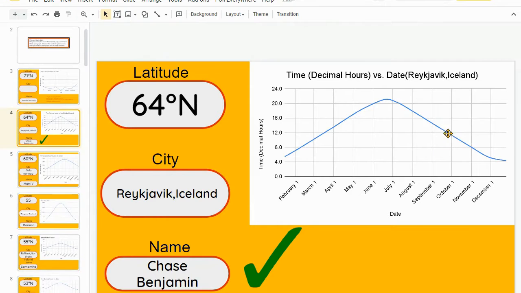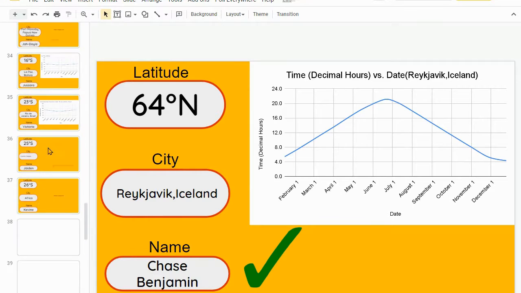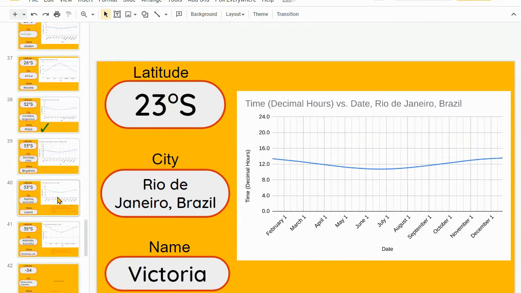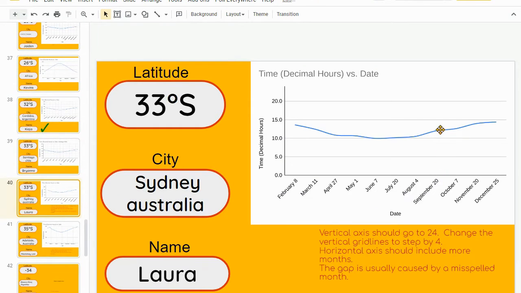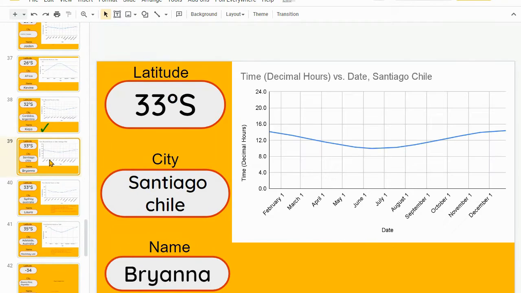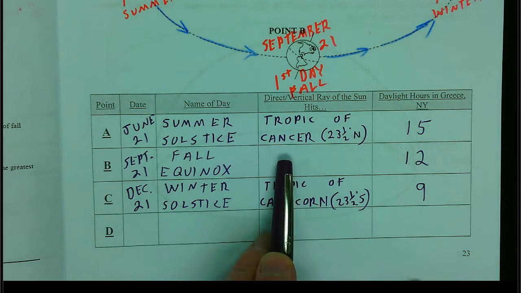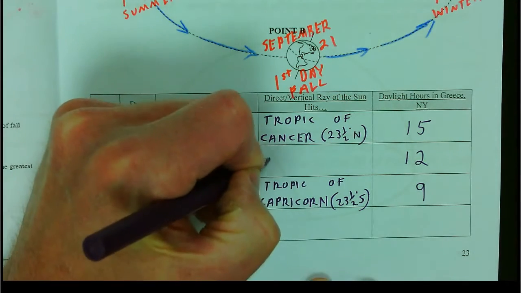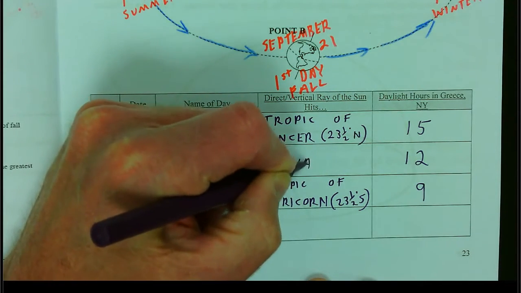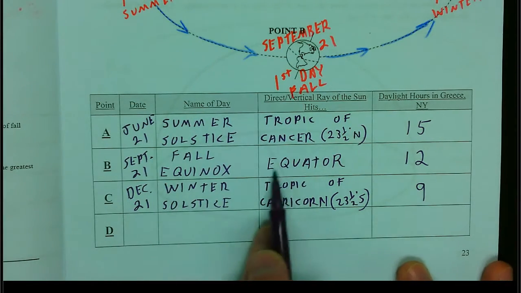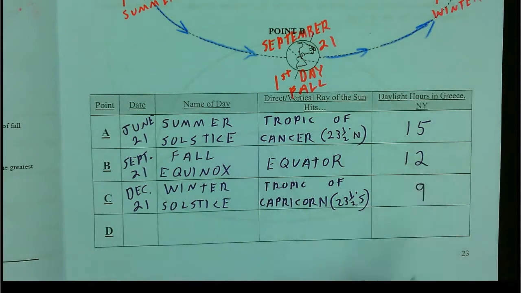September 21st, 12 hours. That's the northern hemisphere. Head on down to the southern hemisphere. September 21st, 12 hours. For everyone, September 21st is 12 hours. The entire world. The direct ray of the sun is then going to be hitting right at the equator. So hopefully you're hearing some of the similarities. Equinox, equator, day and night are equal.